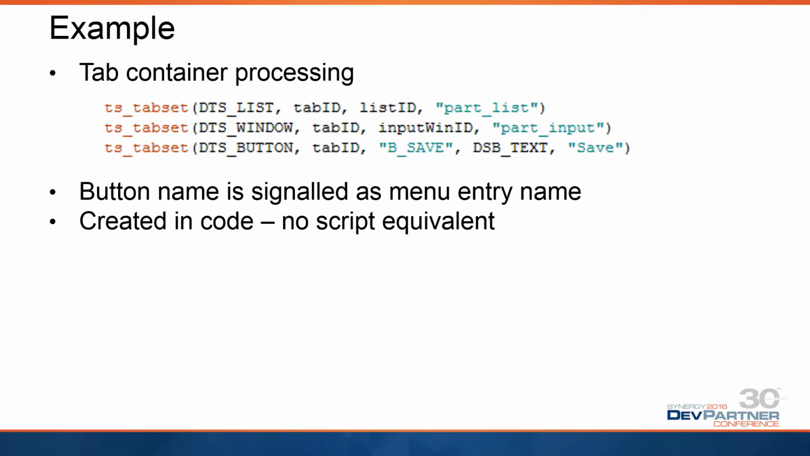We've got buttons on tab containers. So you can have buttons on tabs, and then windows inside your tabs that have got buttons on, and lists inside your tabs that have got buttons on. But they all do the same thing. They raise the menu event named be save, be part, be exit, be cancel, be whatever button name you want, as long as it's less than 15 characters. Some of these you can do in script. A lot of them, like list processing, tab processing, as you can see, you can't do in script. It's all in code.